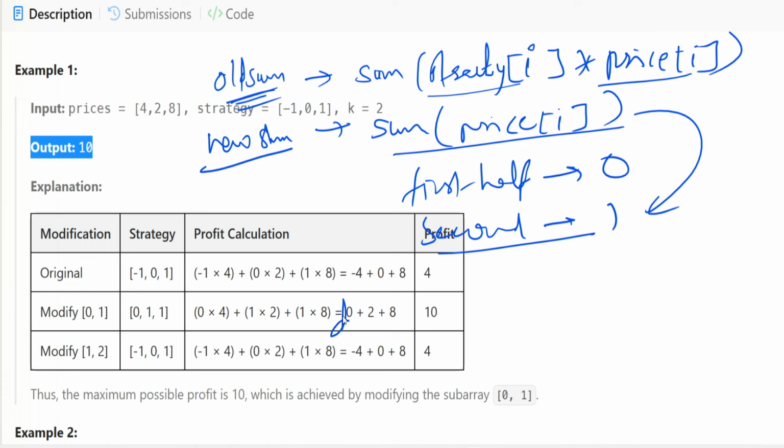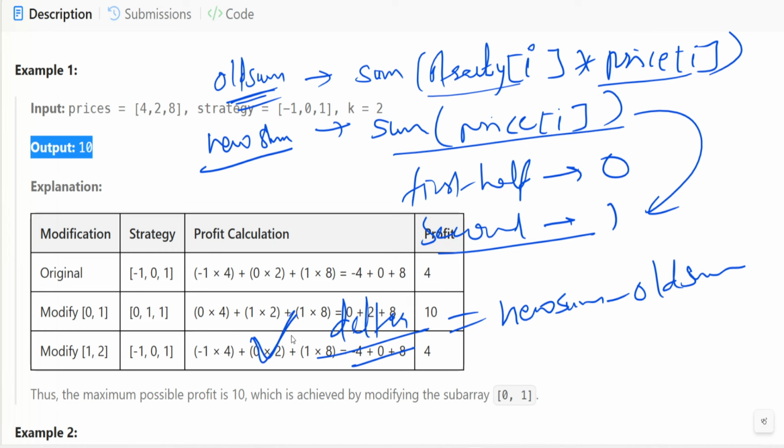Let's understand there is a delta. Can we say that if we know the new sum, and just do the minus of the old sum, we'll find the delta, the difference? So we'll pick the max delta, right? If we find the max delta, we have our answer.